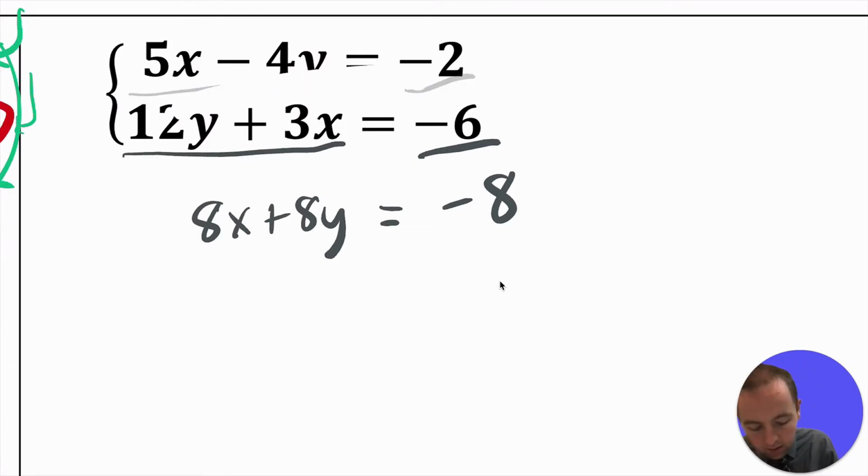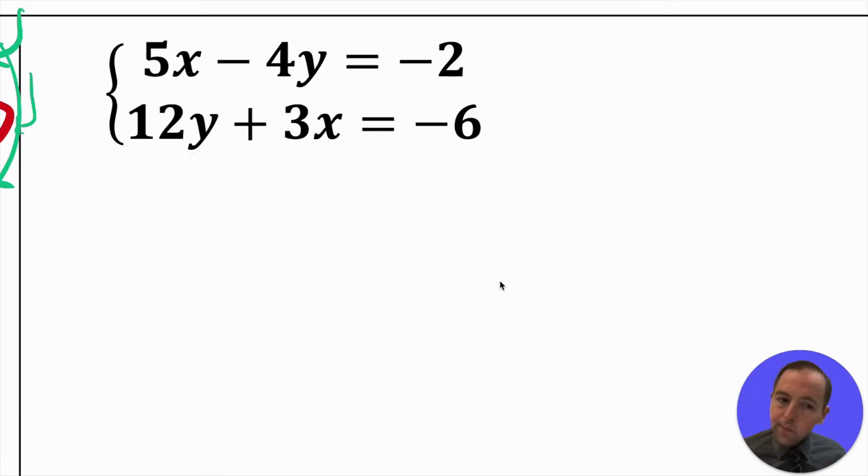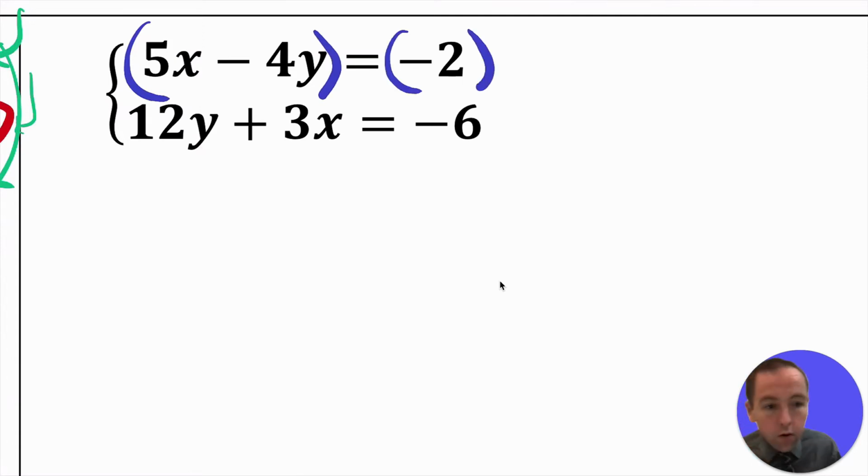So it doesn't matter if you eliminate the x's or if you eliminate the y's, just choose one. And so what I'm going to choose to do in this particular example is to try to eliminate the y's. And the reason why is because I can easily multiply the negative 4 to become like a negative 12 when I multiply it by 3. So what we are allowed to do is you can take one of the equations and you can multiply or divide both sides by whatever, and you still have the same equation.